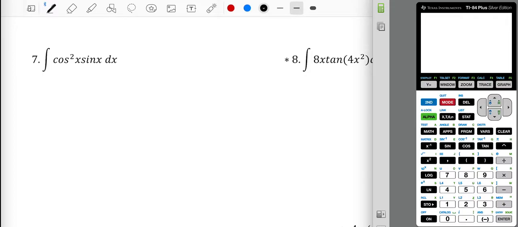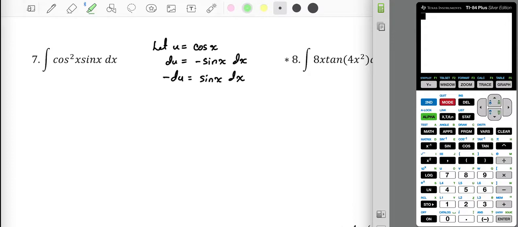If I take sine as my u, the derivative of sine is cosine. That's not going to help me cancel out cosine squared. So I'm going to let u be equal to cosine of x. Du would be equal to negative sine x dx. Since I don't need to cancel out a negative sine x, I need to cancel out a sine x, I'll negate the whole thing. Negative du is equal to sine x dx.